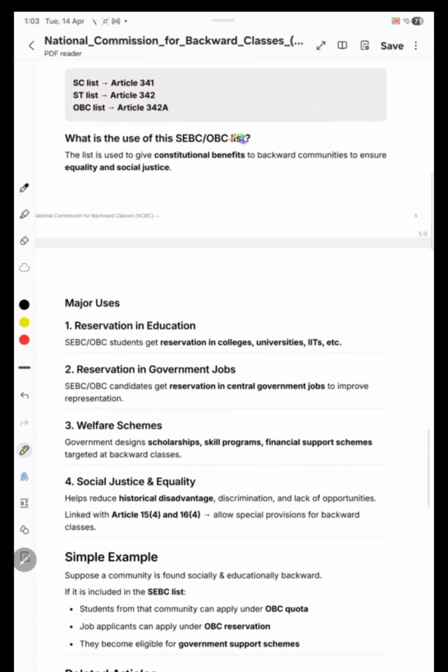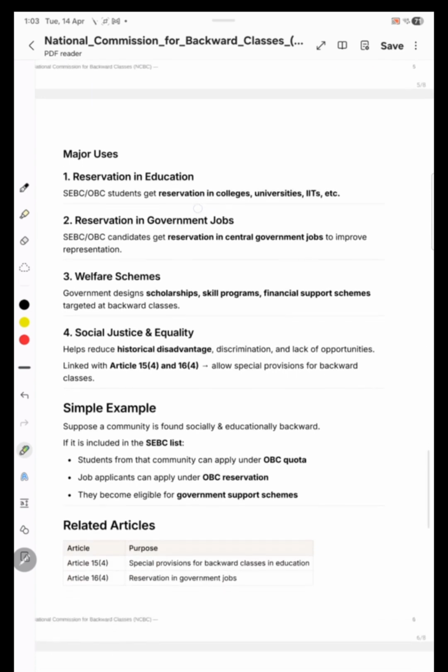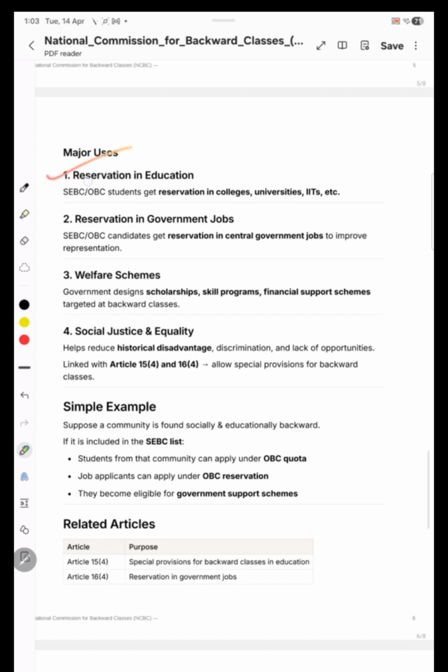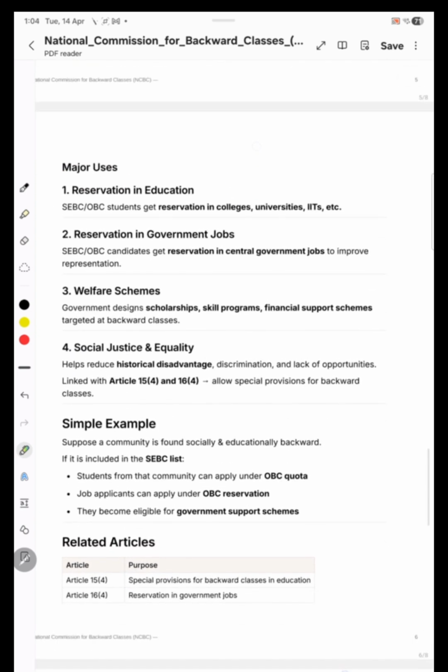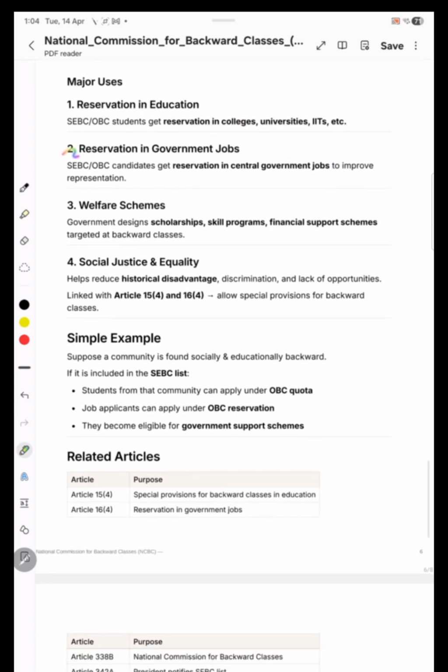Now what is the use of this list? Basically this list is used to give constitutional benefits to backward communities to ensure equality and social justice. Major uses are reservation in education: we refer to this list when we want to give constitutional benefits. OBC students get reservation in colleges, universities, IITs, reservation in central government jobs, and welfare schemes, scholarships, skill programs, and financial support schemes targeted at backward classes.